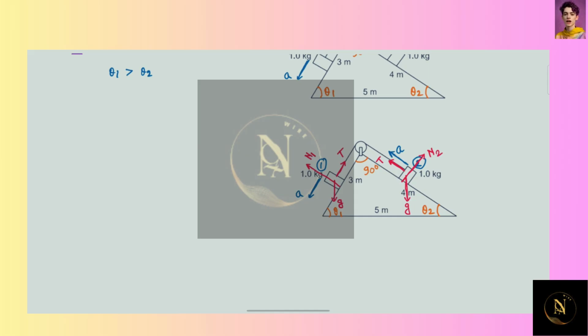This g force I can resolve into two components. One will be perpendicular to the surface in contact, downward, and as this angle is theta 1, this component will be g cos theta 1. The other component will be along the inclined surface, that will be g sin theta 1. Similarly, for the second block, one component acts downward, which will be g cos theta 2, and the other component is g sin theta 2.